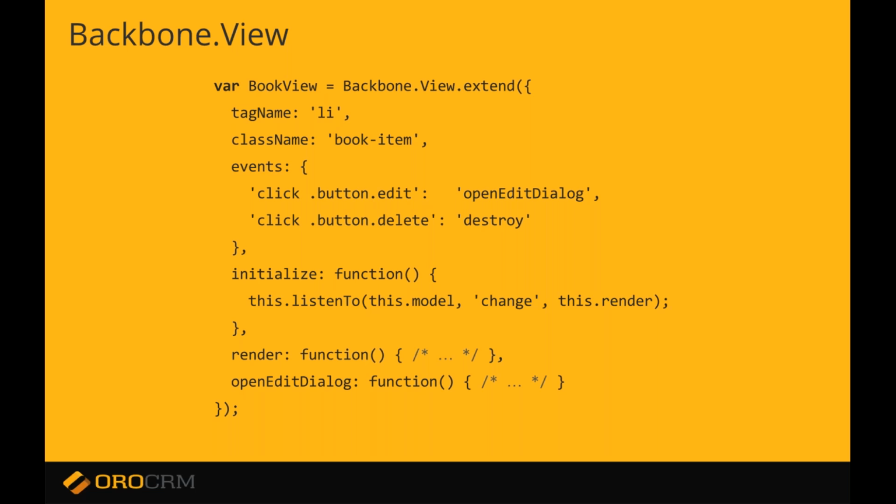And the second moment that I want to point out is that for Backbone view, we need to subscribe to events manually. So we need to define the initialize method and invoke the listenTo method with certain arguments. When we talk about Chaplin.View, I will reference this point. But for now, we are done with this slide.